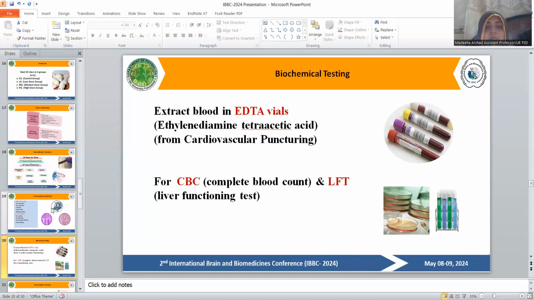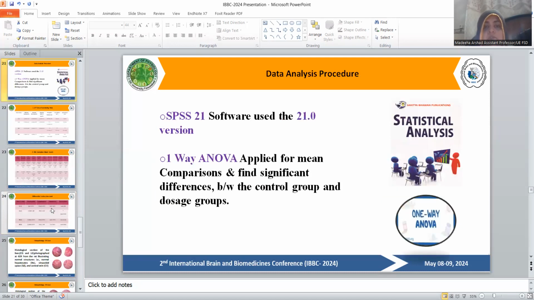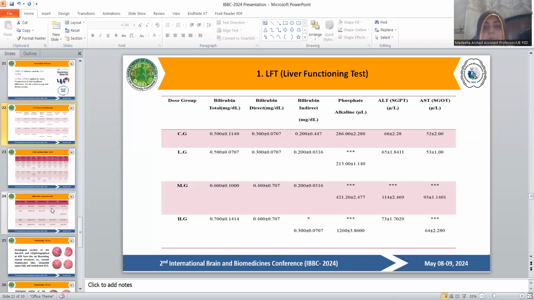Biochemical testing was done as the extracted blood was taken in EDTA vials from cardiac puncture, and it was taken to the lab for CBC and LFT. For the data analysis, SPSS software version 21.0 was used. One-way ANOVA was applied for the mean comparison, and the significant difference between the control group and dose groups was measured.